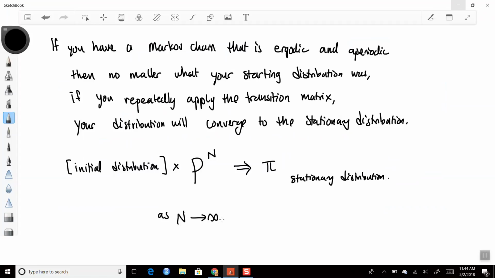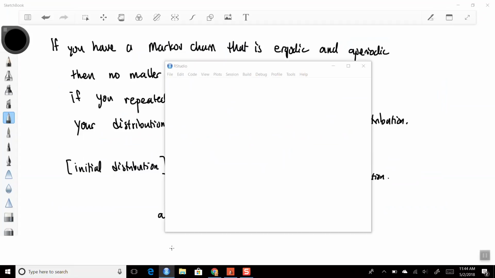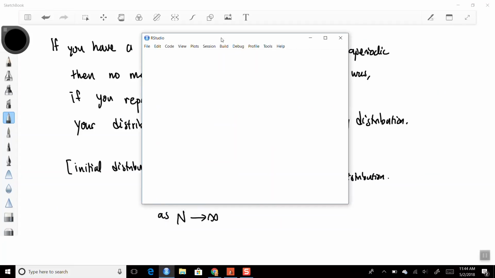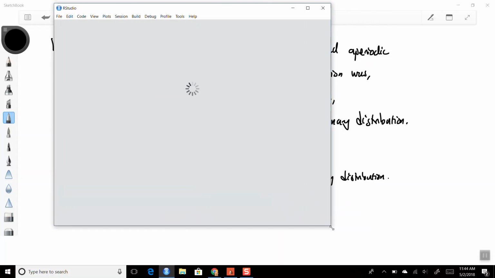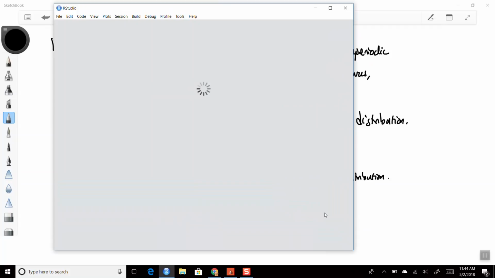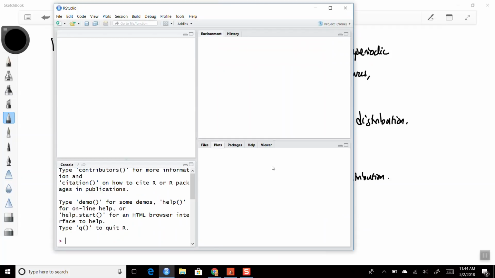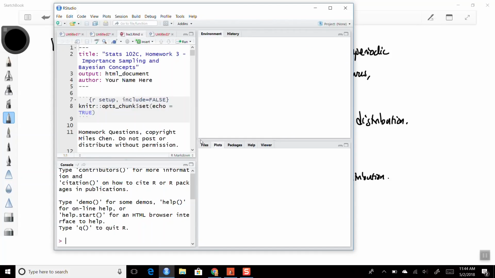Okay, let me demonstrate this in R, just to show this, and then we'll look on Friday at a way to get our stationary distribution to be what we want it to be.